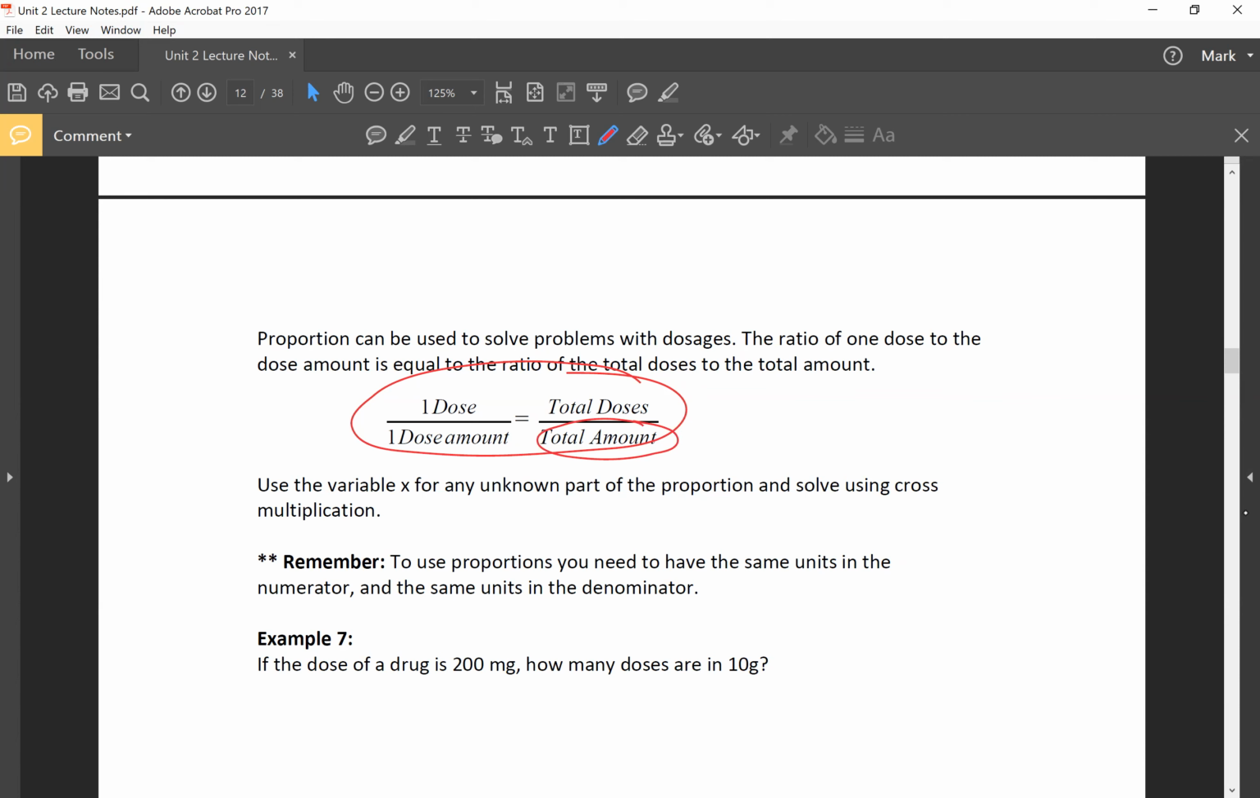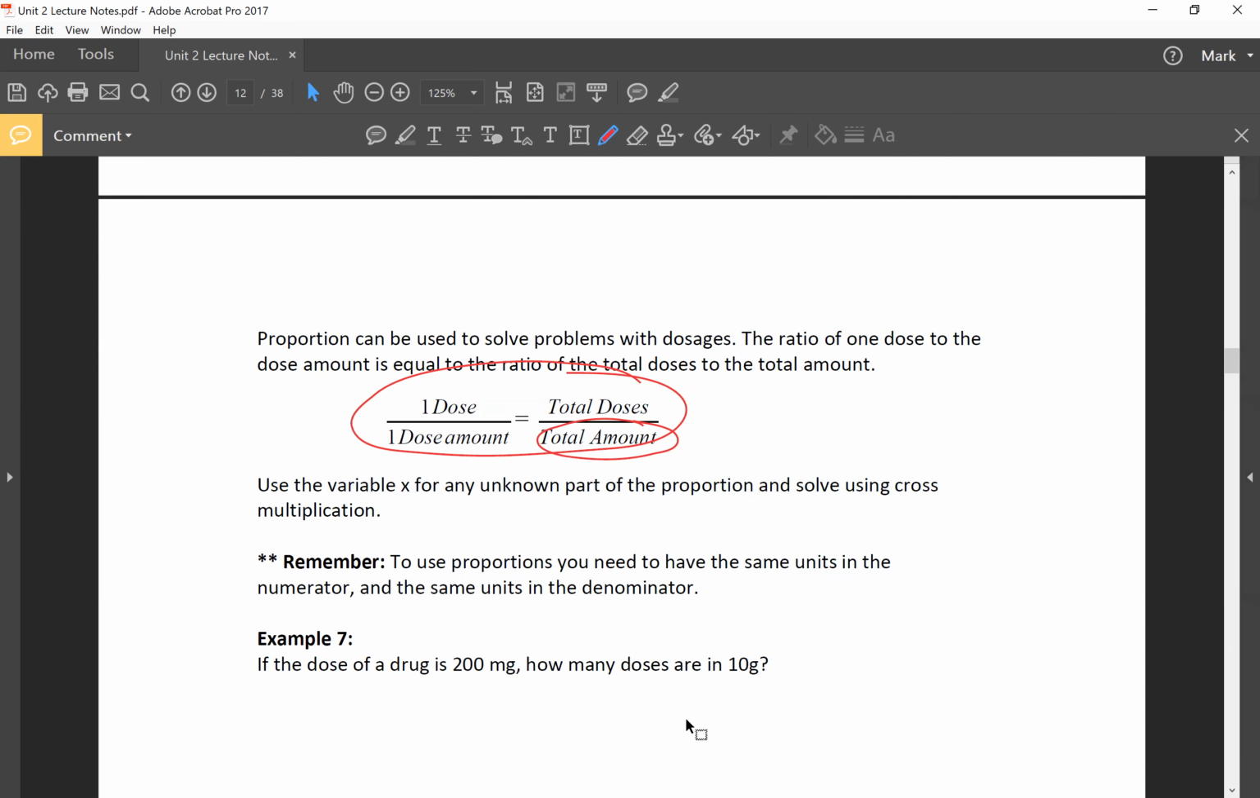You guys will see, don't worry. Sorry, not the amount of doses, but the total amount of chemical. Okay, you'll see it's pretty straightforward. So the ratio is 1 dose over the amount of the dose, how many grams or milliliters, is equal to your total doses over the total amount of chemical in grams or milliliters typically. It sounds more complicated than it is, don't worry, you'll see it.